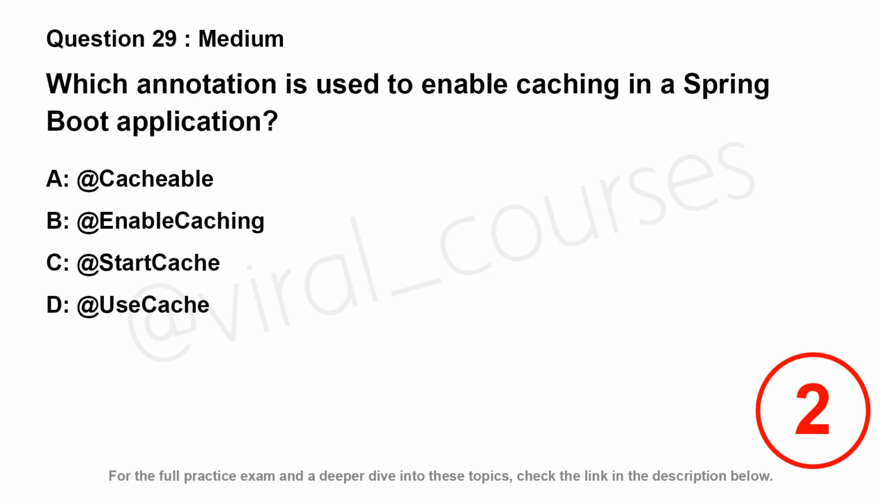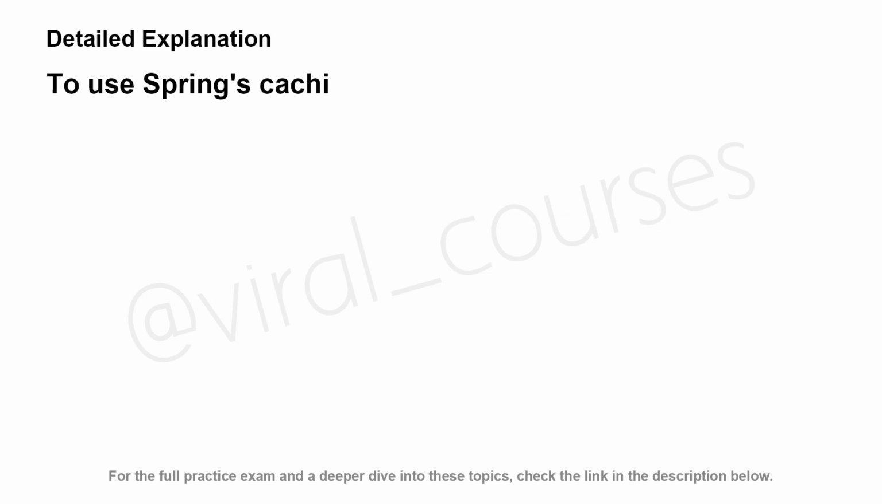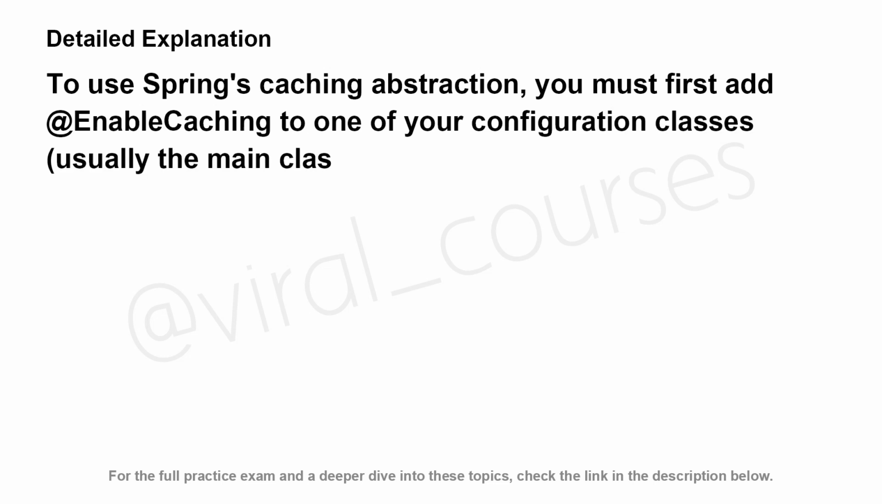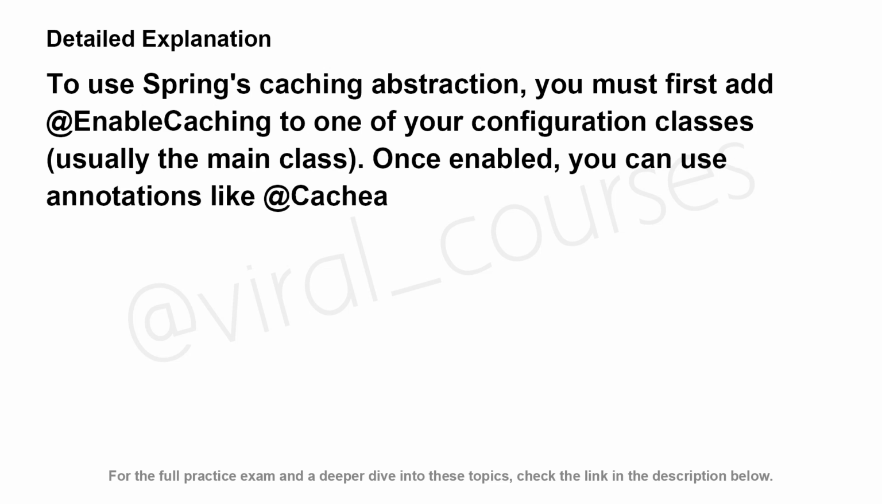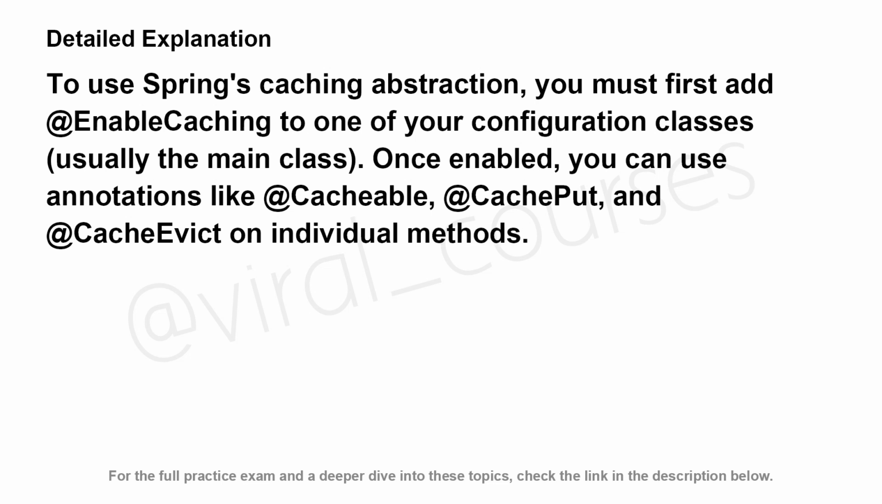The correct answer is B. To use Spring's caching abstraction, you must first add @EnableCaching to one of your configuration classes, usually the main class. Once enabled, you can use annotations like @Cacheable, @CachePut, and @CacheEvict on individual methods.